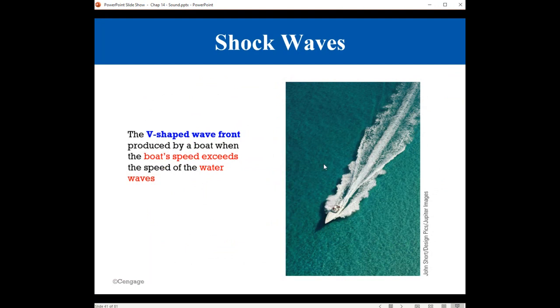This is another example of the V-shaped shock waves produced by a boat when the boat speed exceeds the speed of the water waves. So here we have the speed of water waves compared to the speed of motion of the boat. It's very similar to the situation for a plane in air. A boat in water is similar to a plane in air. Both can create a shock wave.